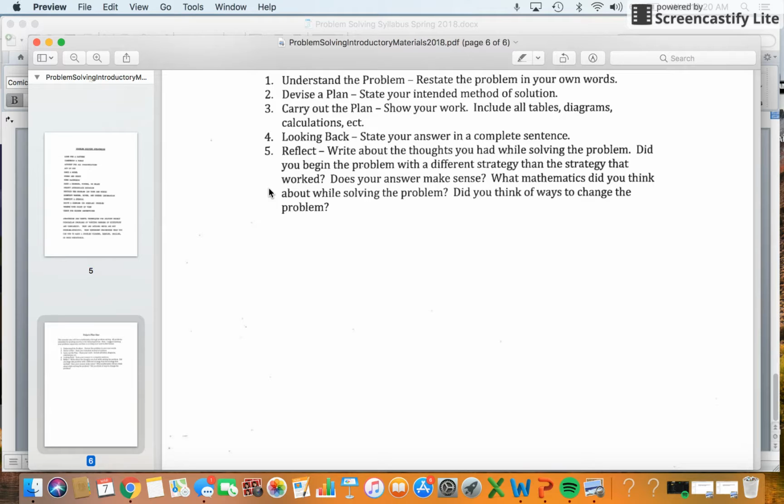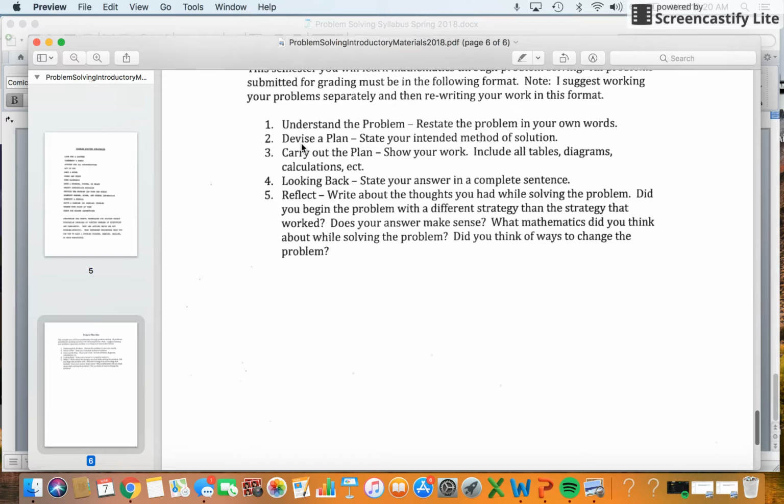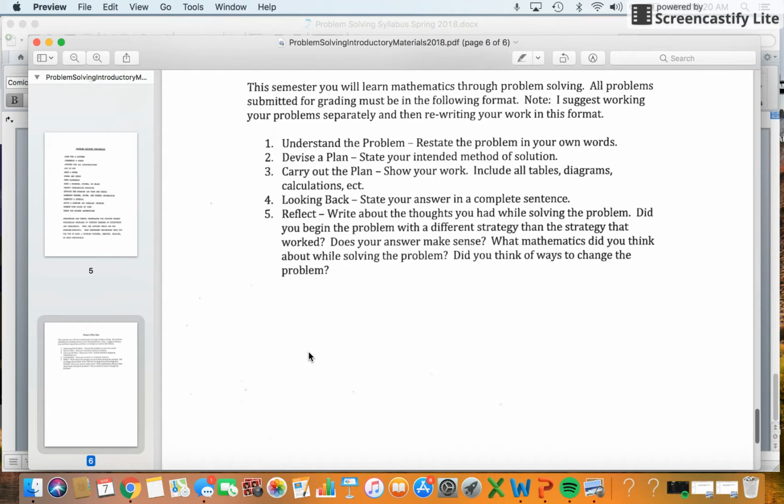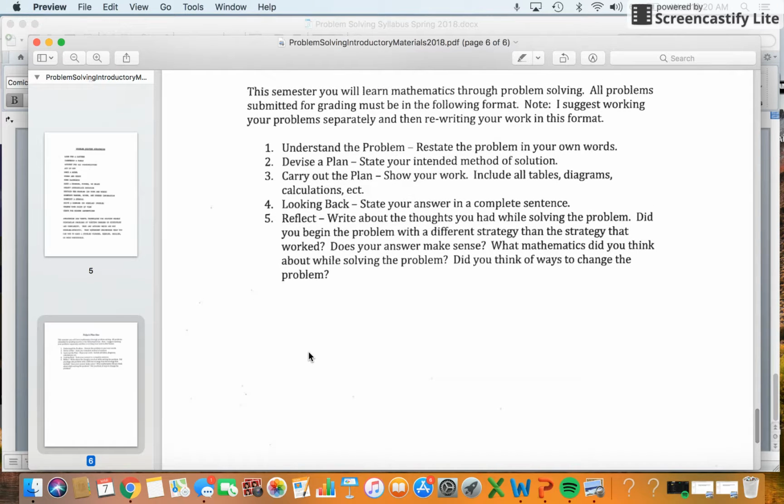If you notice some mathematics that you thought more deeply about while solving, that would be a great thing to include in your reflection. If you thought about other places where this mathematics could be used or is used, that would also be great. Anything related to your problem-solving process or the thoughts you had while solving these problems, that's what you want to include. So you'll do that for each problem. Each problem should have these 5 headings, and when you finish all your problems, that's what they all should look like.